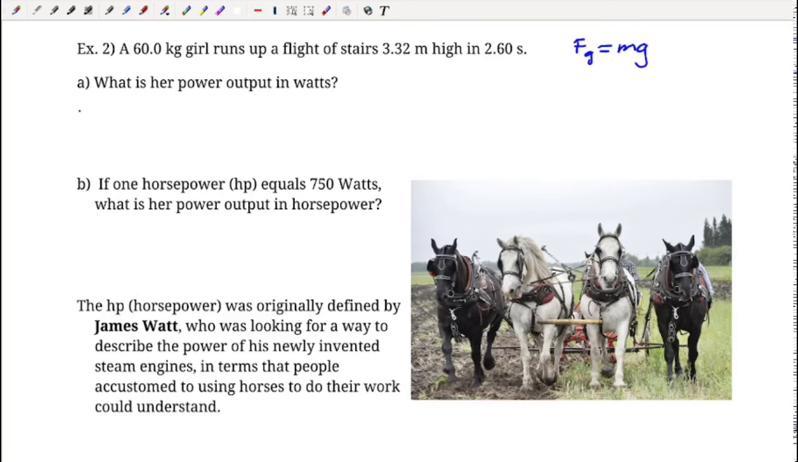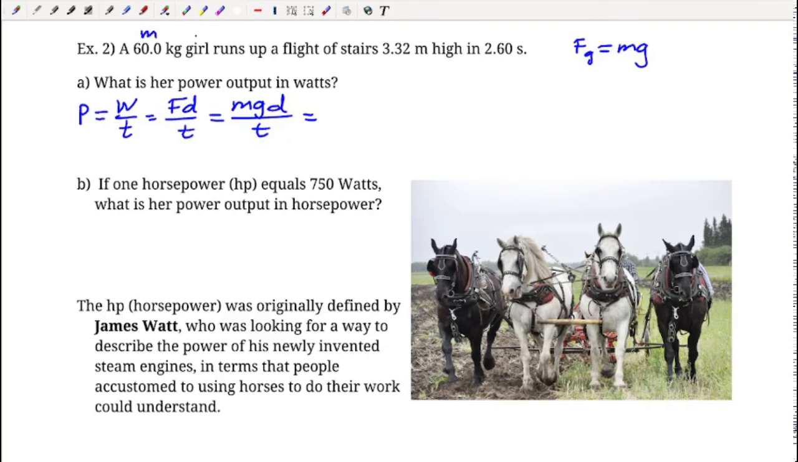Okay, so I've got, again, power equals work over time, and work is force times distance. I'm moving over time, and in this case, the force that I'm using is the force of gravity, so I'm going to actually just sub in mass times gravity times distance over time. Let's see if I can plug in my numbers.